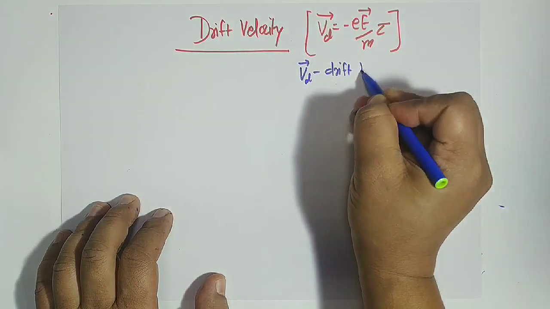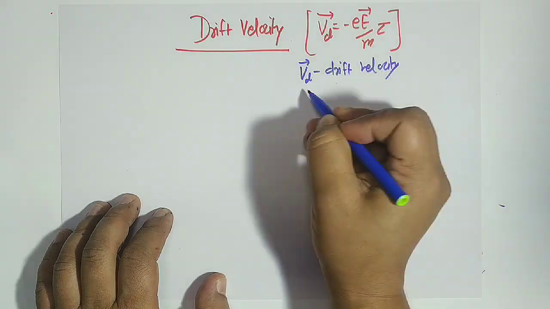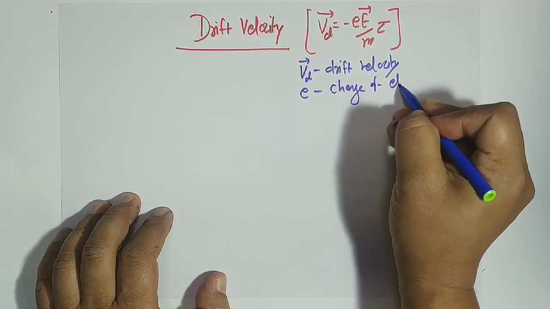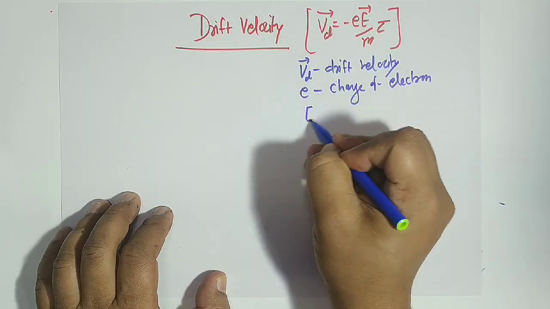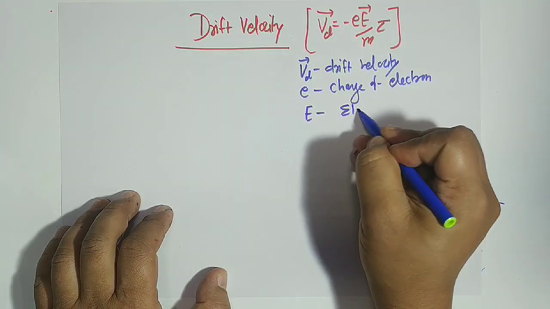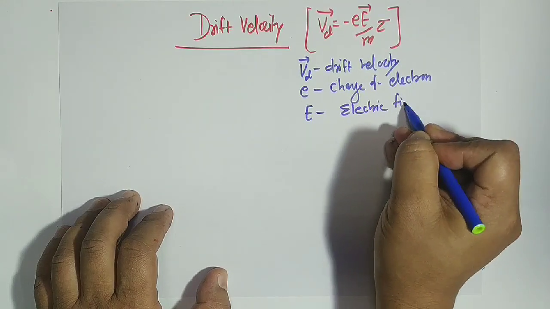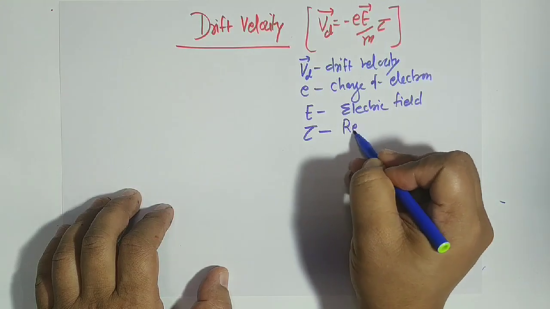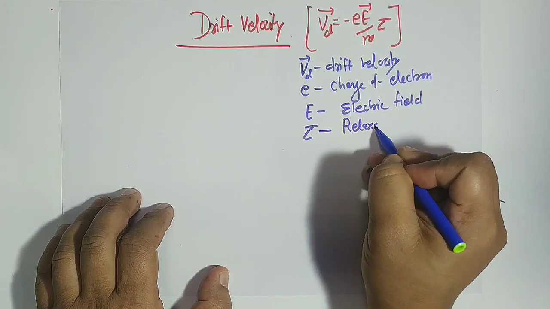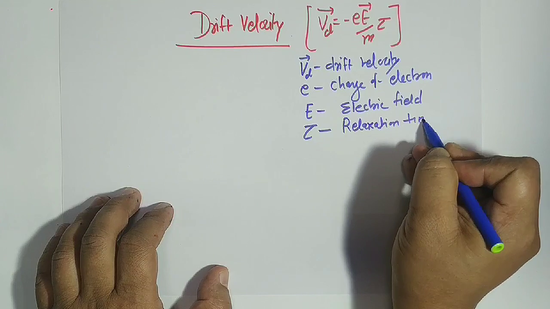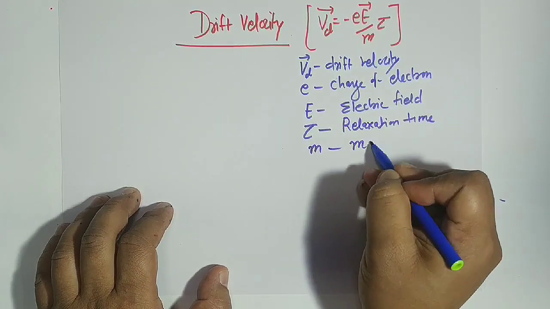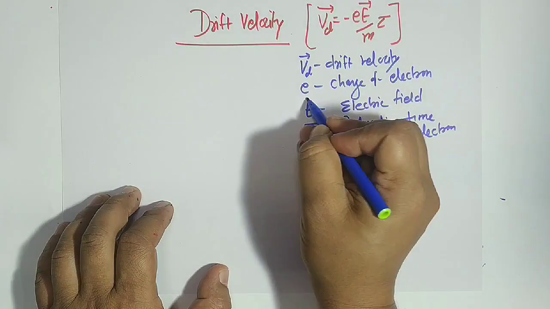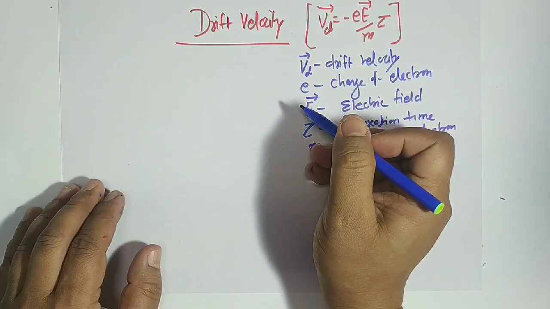If you ask me what these values are, Vd is the drift velocity. What is e? The charge of the electron. And capital E, you know, is the electric field, and here τ is the relaxation time, and then m is the mass of the electron. So this is the expression we are going to get for the drift velocity.